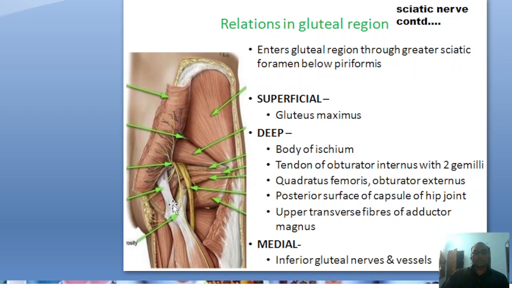Medially, the inferior gluteal nerves and vessels. So this is the medial relation of the sciatic nerve. So this is the gluteal region, and these are the relations of the sciatic nerve in the gluteal region.